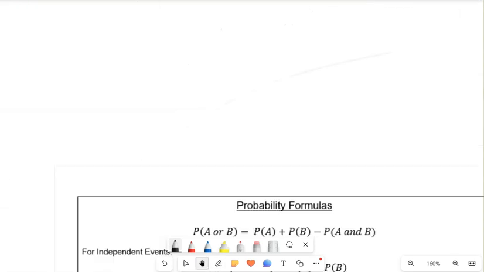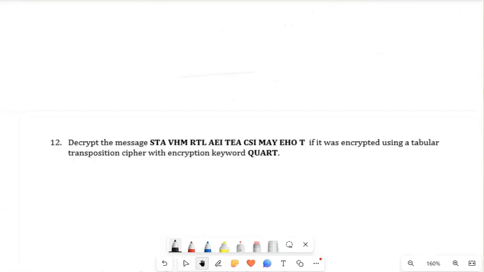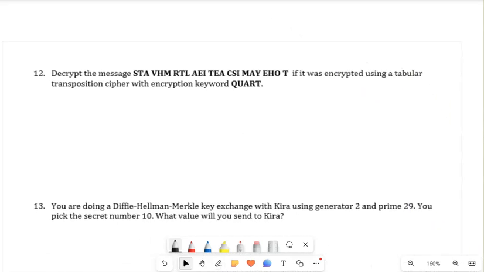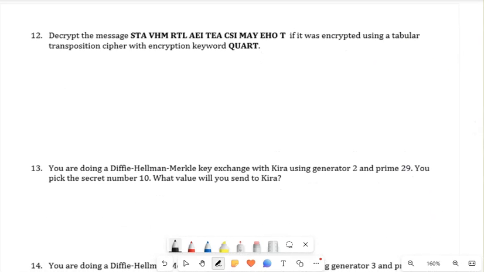Number 12 is coming up. I'll find it. It's over here. There it is, number 12. Decrypt the message. Oh, it's a long message. If it was encrypted using a tabular transposition cipher with encryption keyword quart. Okay, so quart, 5 letters. I start by writing the keyword.